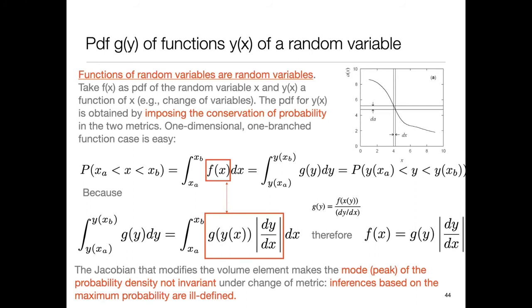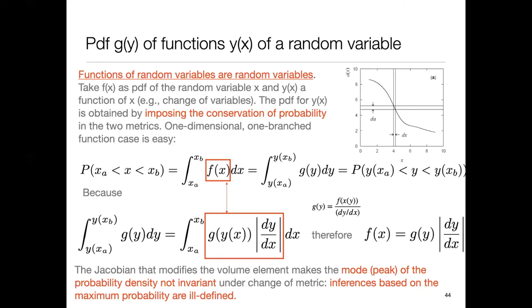And the reason why I want to state this is because I want to use this to show you that the mode, so the peak of the probability density, is not invariant under the change of metric. So the peak of the PDF of X, the peak of F, will generally be different from the peak of G, where G is the PDF of the transformed variable Y.